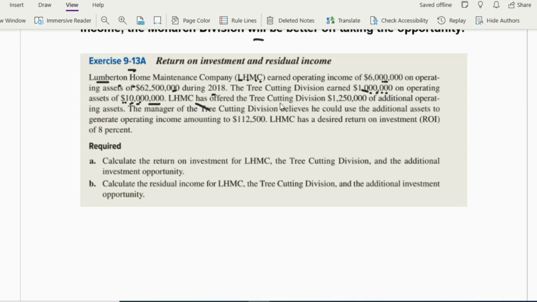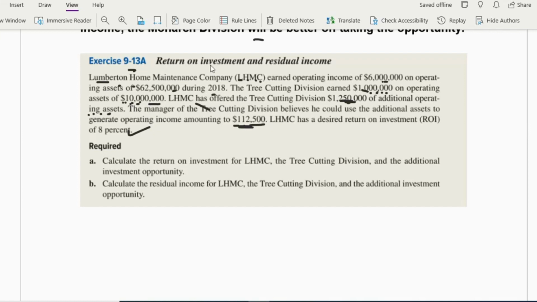LHMC has offered the tree cutting division $1,250,000 of additional operating assets. The manager of the tree cutting division believed that he could use these additional assets to generate operating income amounting to 112,500. LHMC has a desired return on investment of 8%. So this is their desired return.